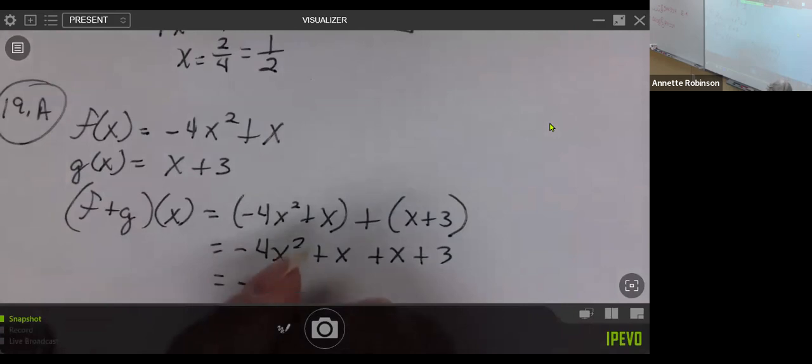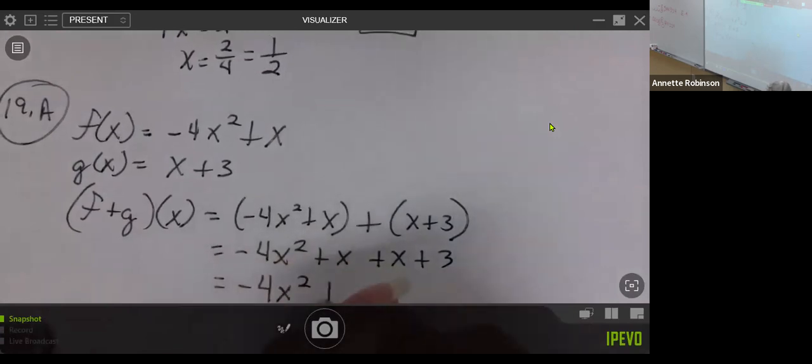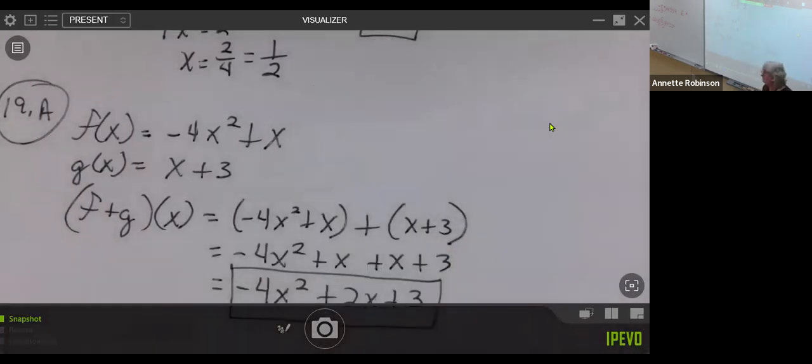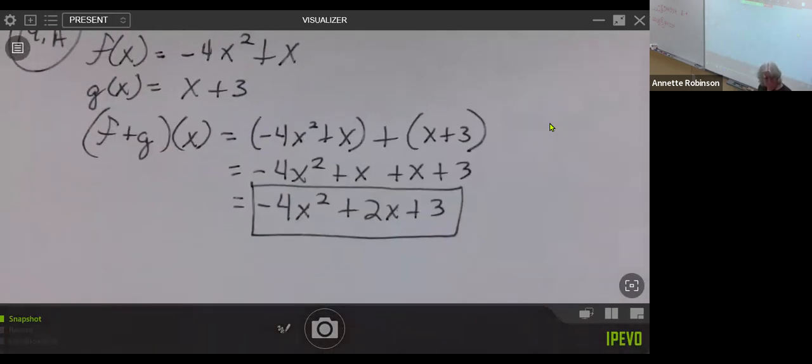The official final answer of adding those two functions is that function. The only difference was that we added them; we didn't take a number in for x. You'll read the next one.